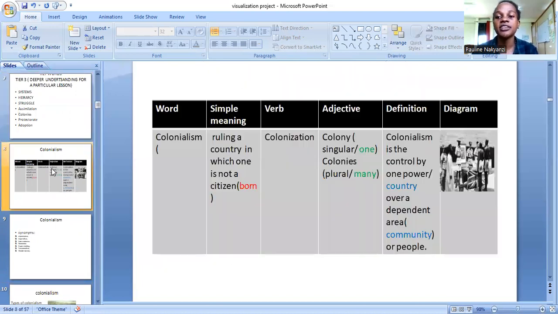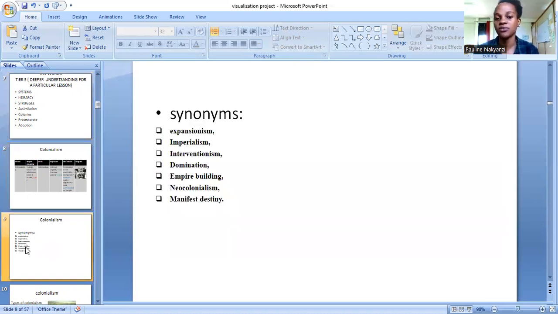Here, I started with the definition of the word colonialism, whereby I used the word closet to give its definition, where I put the word colonialism, gave its simple meaning, the verb, the adjective, the definition, and then the diagram that expresses colonialism. And as colonialism still, I got the synonyms for colonialism, and they are as below.